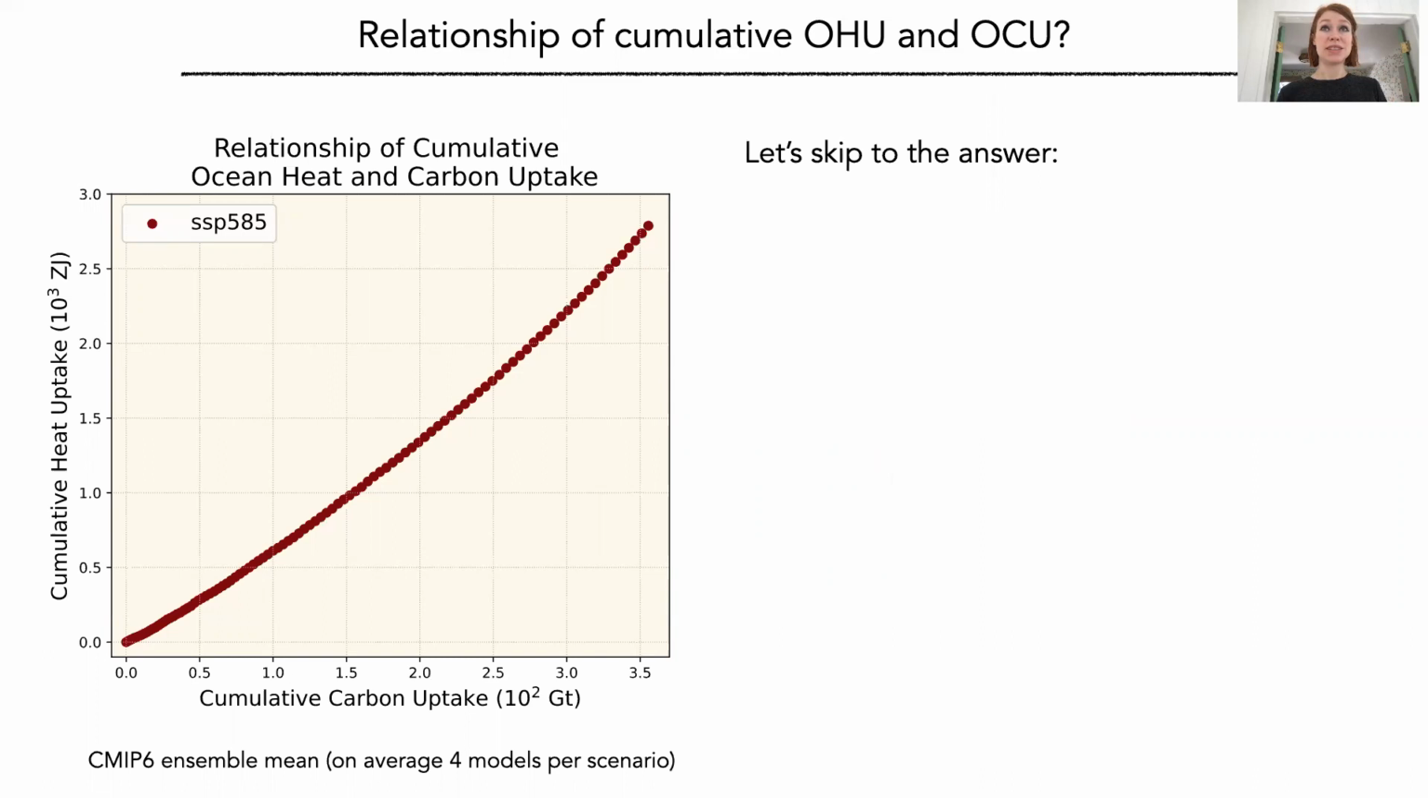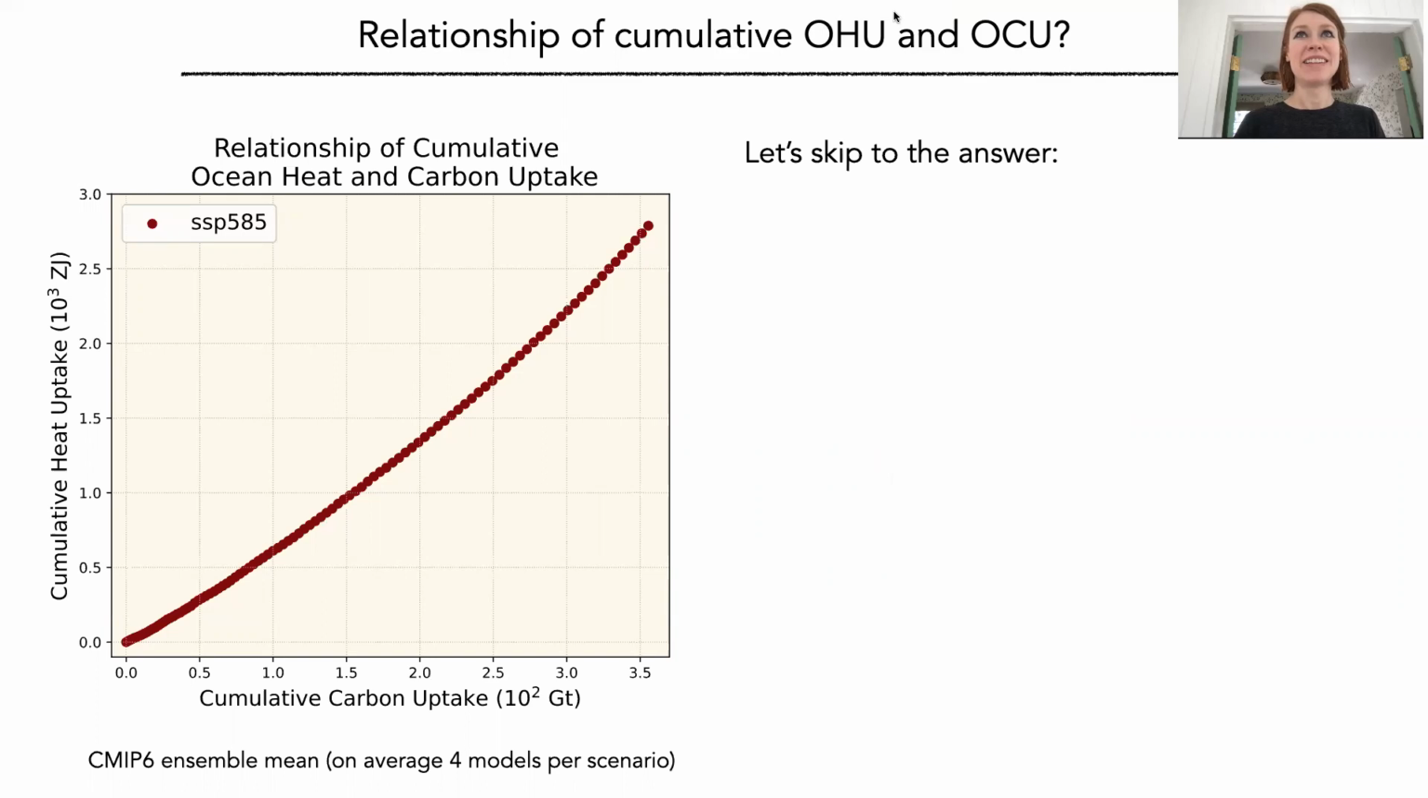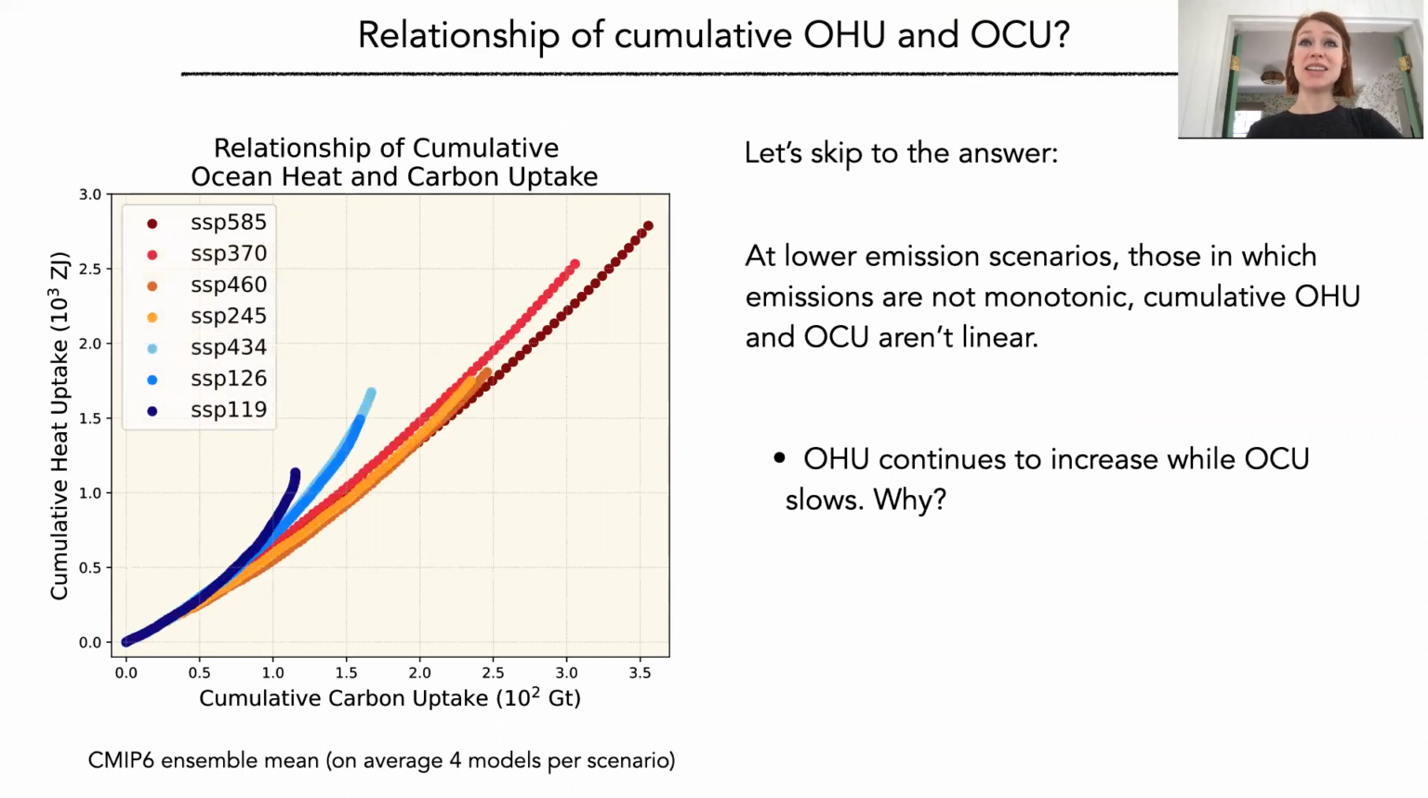So let's skip to the answer about these other scenarios. As you see, at these lower emission scenarios in which emissions are not monotonic, the relationship between cumulative ocean carbon uptake and heat uptake becomes nonlinear. Particularly, ocean heat uptake continues to increase while ocean carbon uptake slows. So we're curious about why this is.